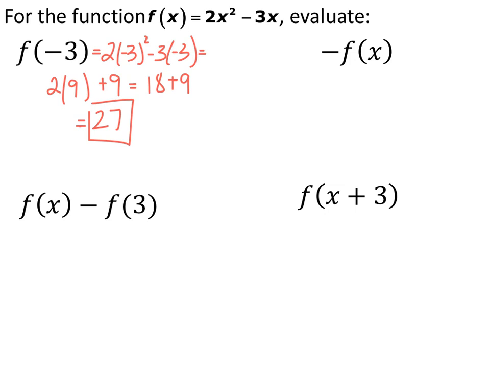So if I replaced every x with a negative 3, so 2 times negative 3 quantity squared minus 3 times negative 3, and then used order of operations to evaluate this, what this means is that if you have an x coordinate of negative 3, its y coordinate is 27.